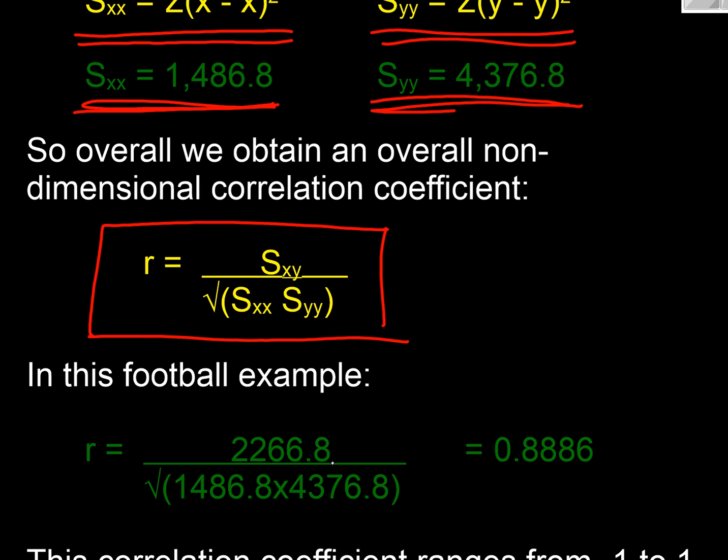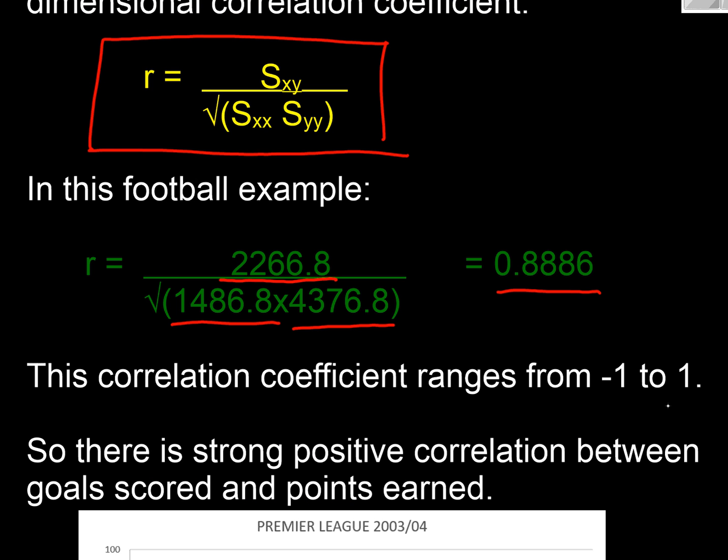So in this football example, our sum of the cross products was 2266 goal points, and on the bottom we had our two sums of squares, 1400 and 4300, square rooting those to get them into goals and points. We end up with this number, 0.886. So what does that mean? Well, in correlation, the maths says that figure could only be between -1 and +1.